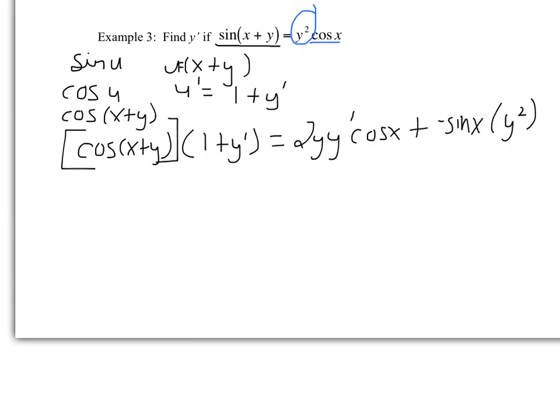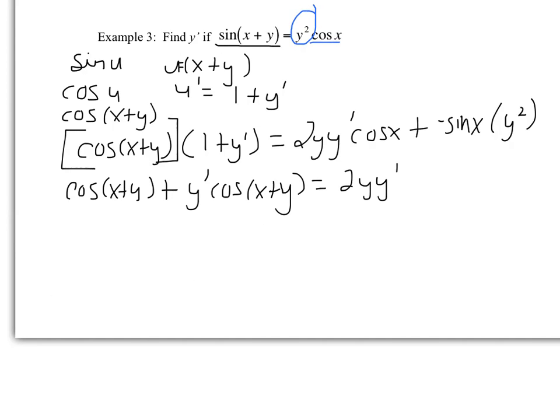So it's just a matter of doing distributive property and getting the y primes by themselves. So over here on the left-hand side, I'm going to go ahead and distribute the cosine x plus y to the 1 plus y prime. So I'm going to have cosine x plus y, and then plus y prime cosine x plus y. And on the right side, I'm going to have the 2y, y prime cosine x minus y squared sine x. I just kind of changed the order on a couple things there.